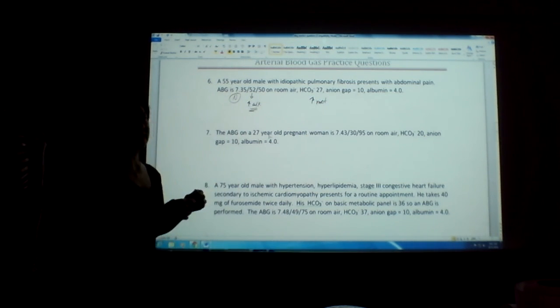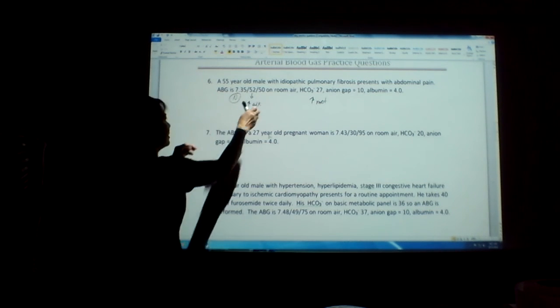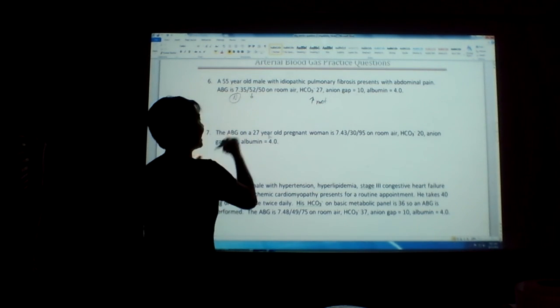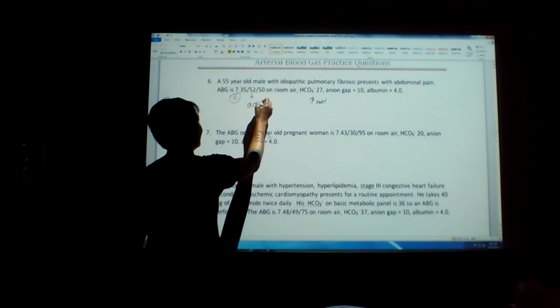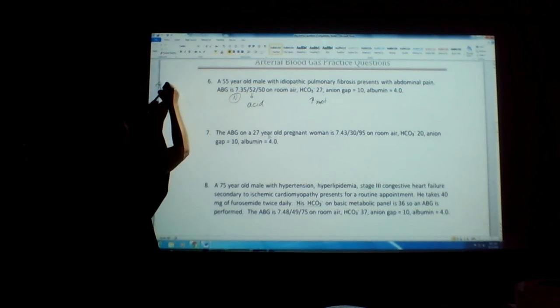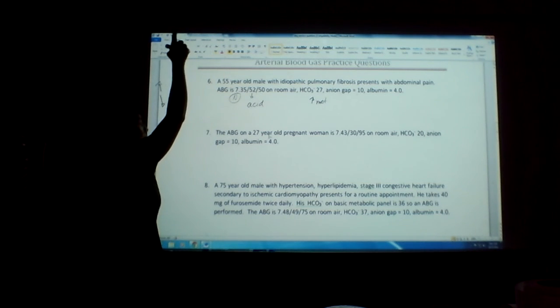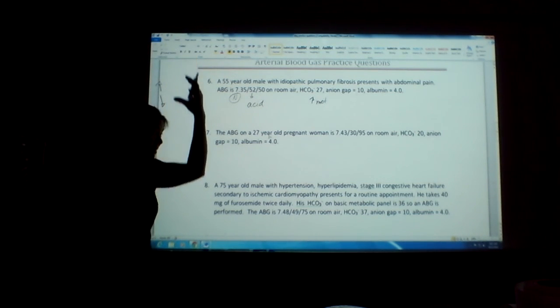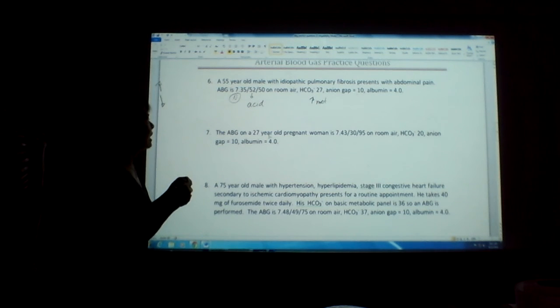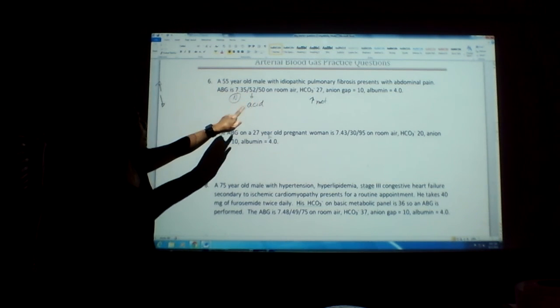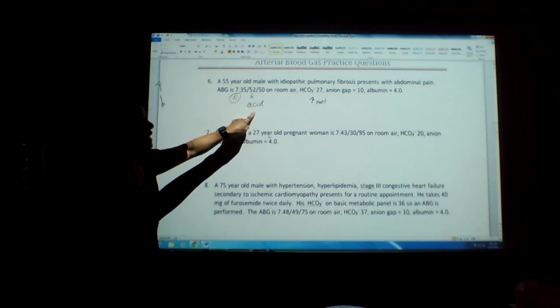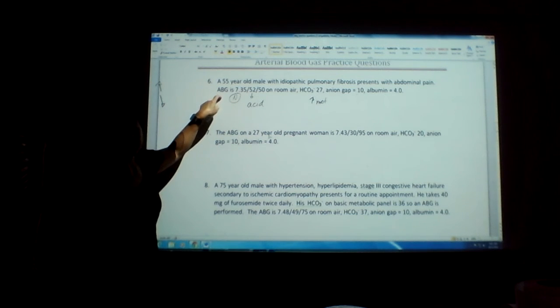Sorry, if the PCO2 is high, it's acidosis, right? If the PCO2 is high, acidosis. If the PCO2 is low, alkalosis. If the bicarb is high, alkalosis. If the bicarb is low, acidosis. So this patient was in respiratory acidosis compensated.